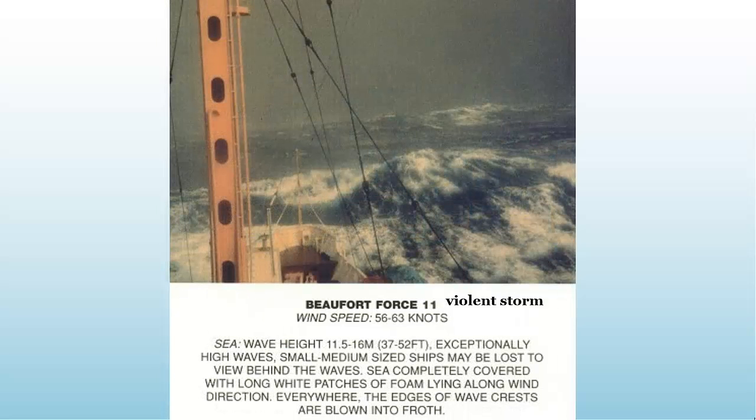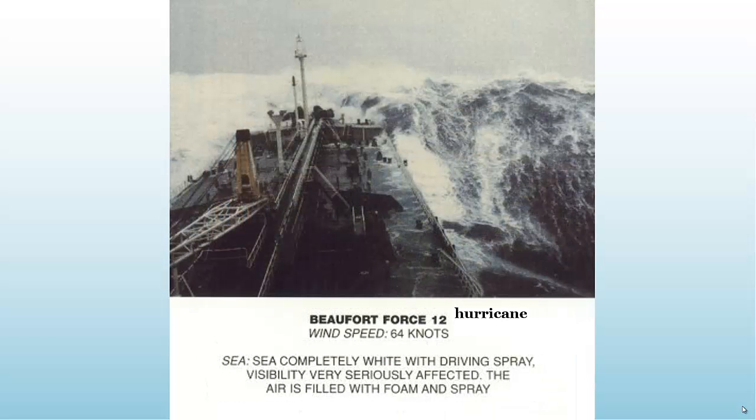And then we go into 11, a violent storm, exceptionally high waves, medium to small ships may be lost to view behind the waves, sea completely covered with white patches of foam lying along the wind direction. And then at the very top we have 12, hurricane, sea completely white with driving spray, visibility very seriously affected, air filled with foam and spray.